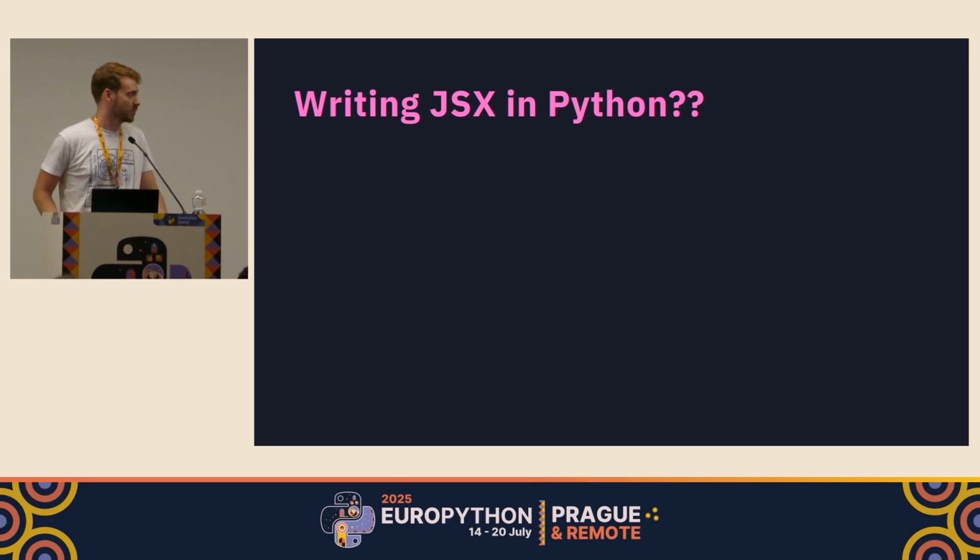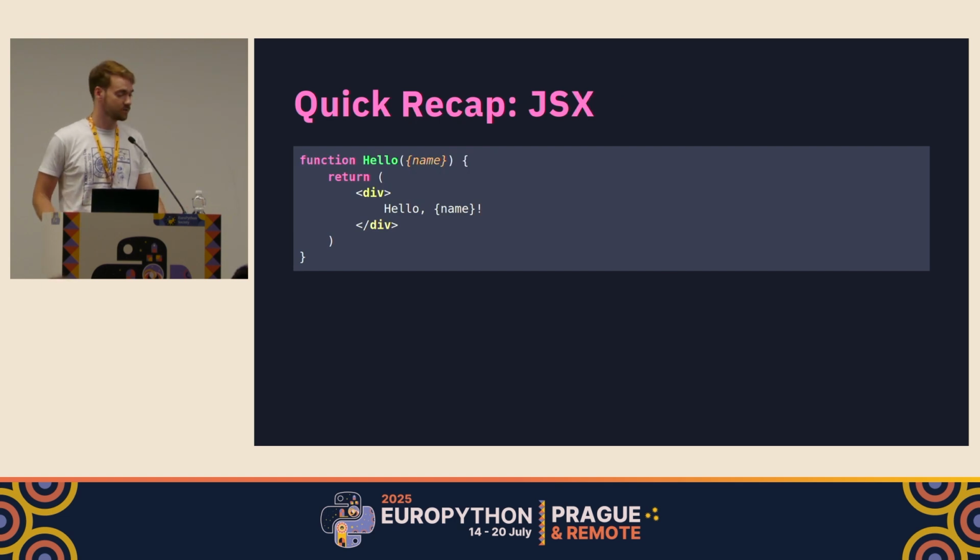Writing JSX in Python, what does this mean? For those of you who don't know what JSX is, here's a quick recap. JSX is this feature of React which basically allows you to mix HTML with some JavaScript code. This is a very simple example. You have this JavaScript function that returns some HTML, and this HTML is treated as a normal, regular expression in JavaScript. It can also take some parameters. For example, the name here is a parameter that gets interpolated into it.